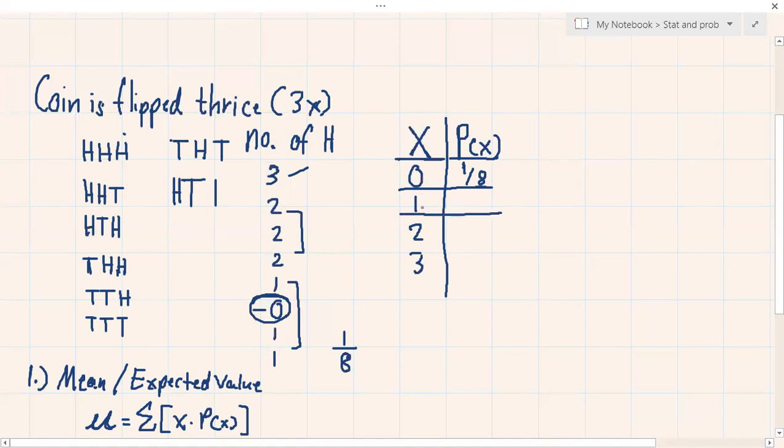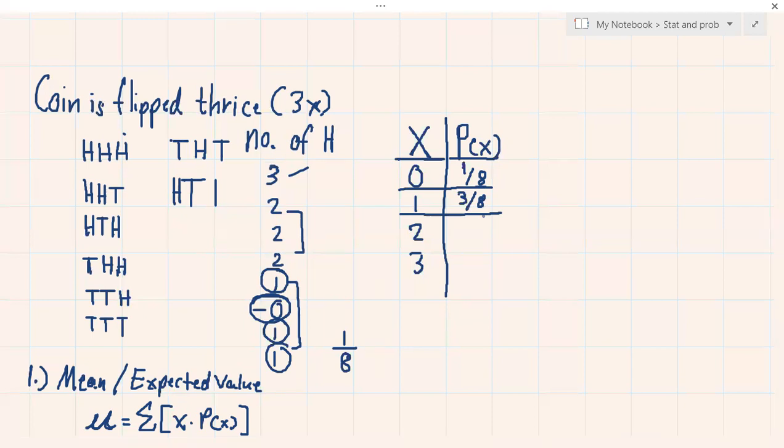We have 1. So ilan si 1 dito? So we have 1, 2, and 3. So there are 3 ones. So that means there are what? 3 out of 8 total possible outcomes na mag-e-exist yung head once. Okay? Ulitin ko. There are 3 out of 8 possibility or probability na sa pag-flip mo ng coin ng 3 beses, there will be one head occurrence or one head appearance.